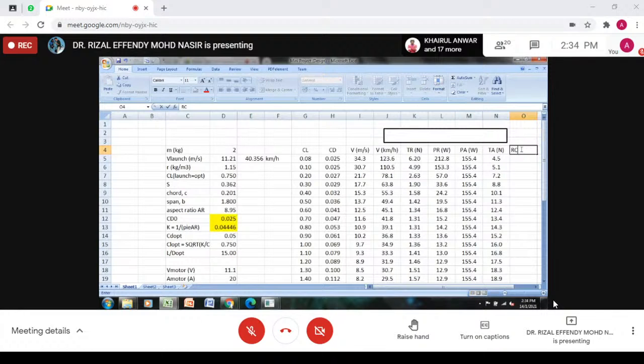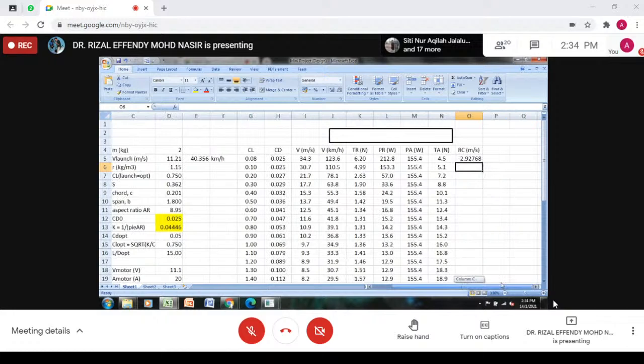Okay, so rate of climb dalam meter per second is basically the excess power, which is power available minus the power required, divided by weight. So weight kita adalah ini, mass 2 kilo kali 9.81. Okay. Now yang ni kita jadikan ringgit.